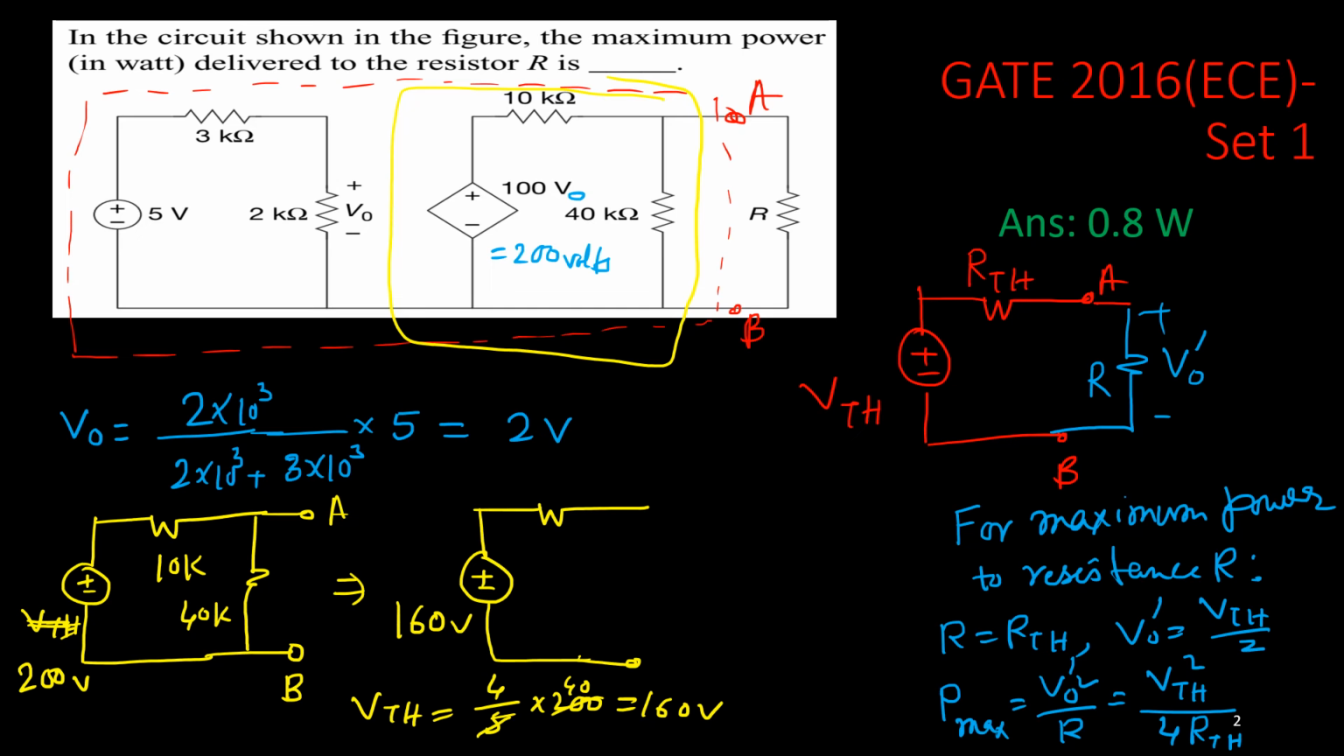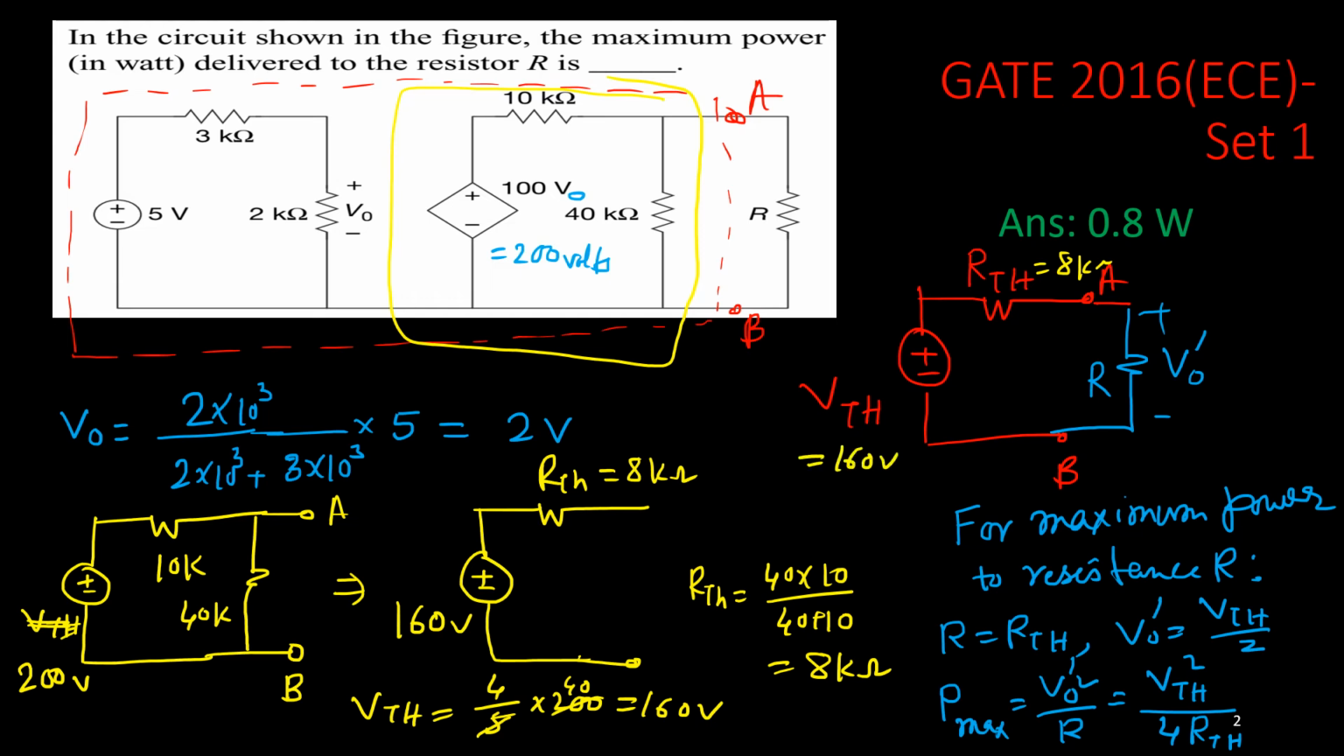And what is RTH? RTH is simply the parallel combination of 10 and 40. So RTH we can compute as 40 into 10 divided by 40 plus 10. That is your 50. So 400 by 50 is 8. So it is 8 kilo ohm. That you can check. So this RTH is 8 kilo ohm. So we have got this 8 kilo ohm and this 160 volt.